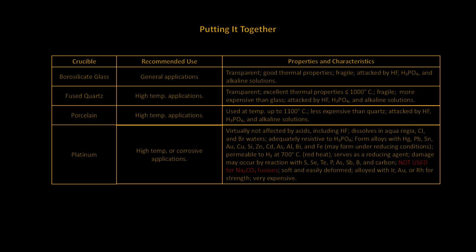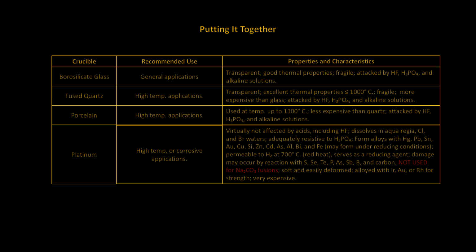Now, by virtue, these crucibles are not affected by acids, including hydrofluoric acid. However, they can be dissolved in aqua regia, as well as chlorine and bromine waters. They are only adequately resistive to phosphoric acid. Now, during fusion, they may alloy with mercury, lead, tin, gold, copper, silicon, zinc, cadmium, arsenic, bismuth, and iron under reducing conditions. They are also permeable to hydrogen gas at 700 degrees centigrade, or that is red heat.